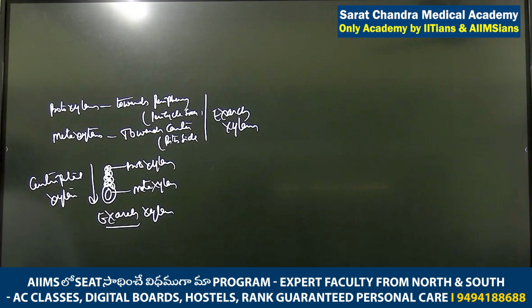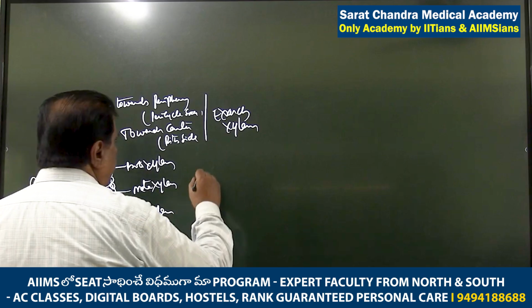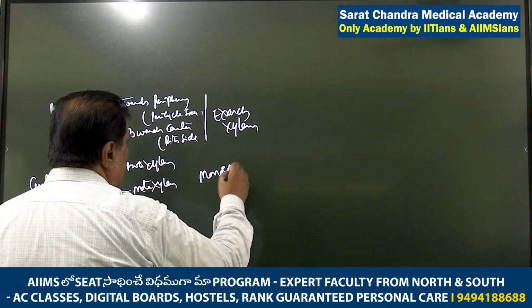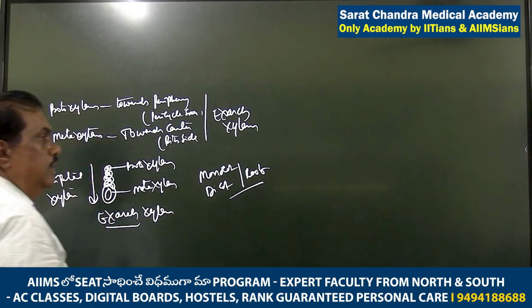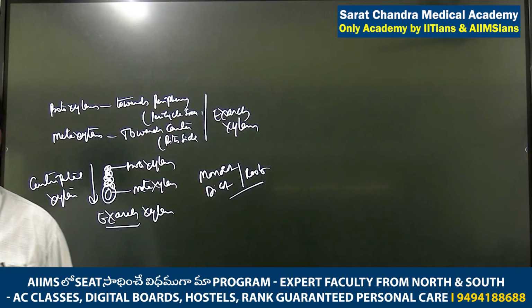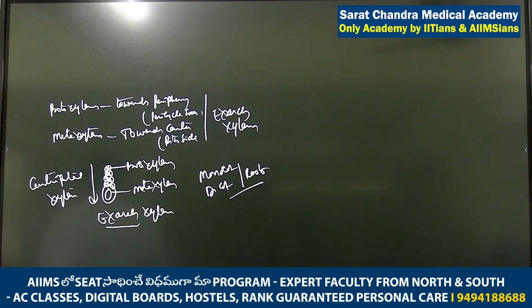So exarch xylem is arranged centripetally and endarch xylem is arranged centrifugally. The exarch condition is present in roots, that is in monocot and dicot roots. Both the monocot and dicot roots have exarch xylem. So that is about xylem. Next, phloem.